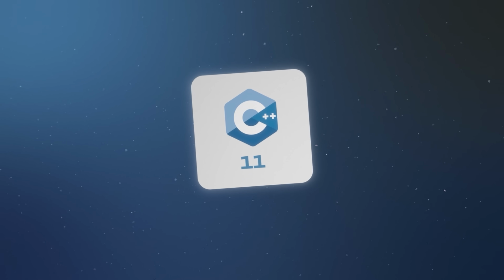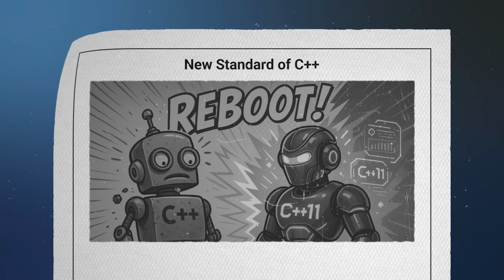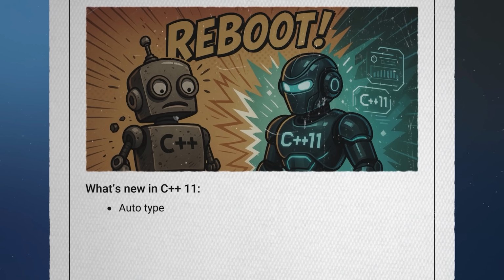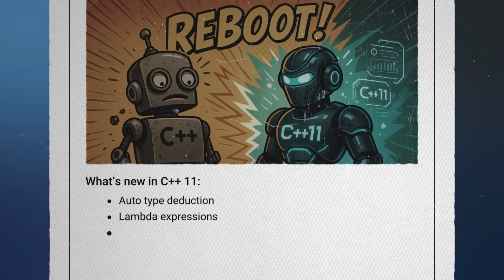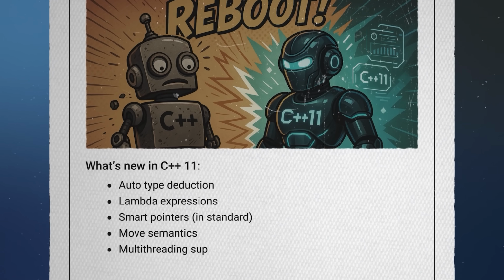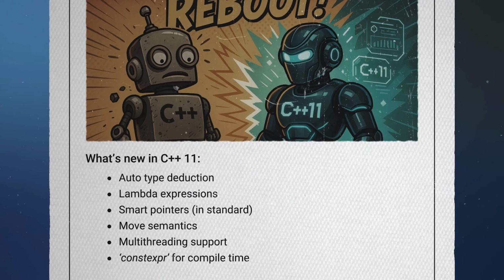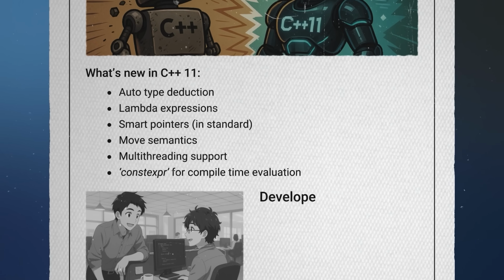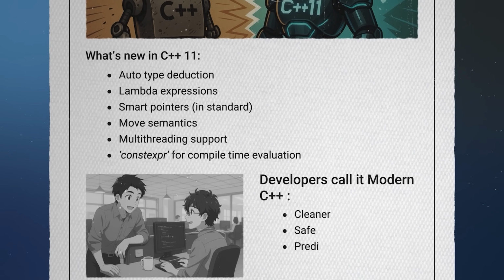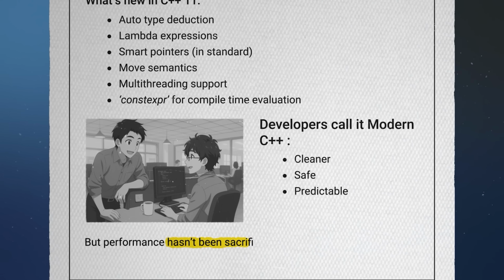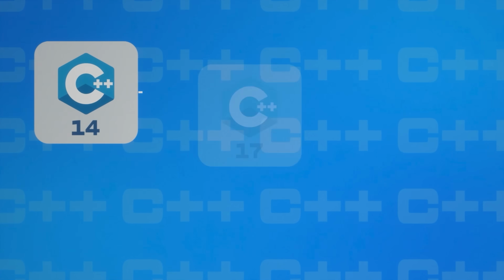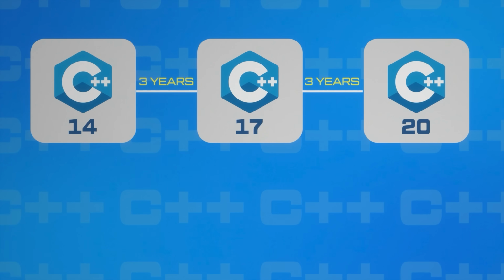C++11 released. 2011, a new standard is published. And it feels like a reboot. C++11 introduces auto type deduction, lambda expressions, smart pointers in the standard, move semantics, multi-threading support, constexpr for compile time evaluation. Developers call it modern C++. The code looks cleaner, feels safer, behaves more predictably, but performance hasn't been sacrificed. Instead, C++ finds a new rhythm. A new 3-year release cadence begins.